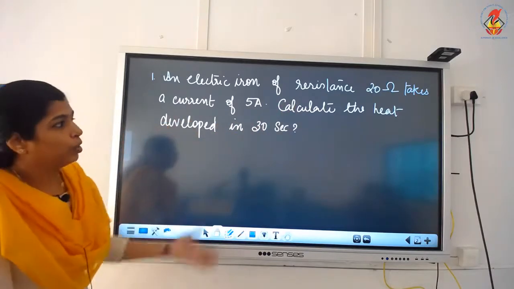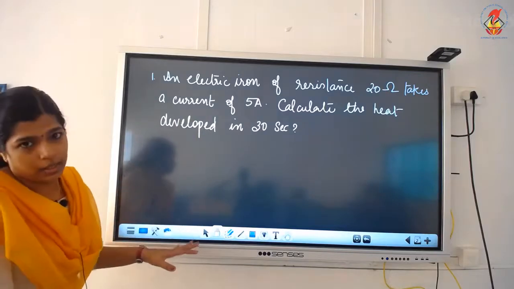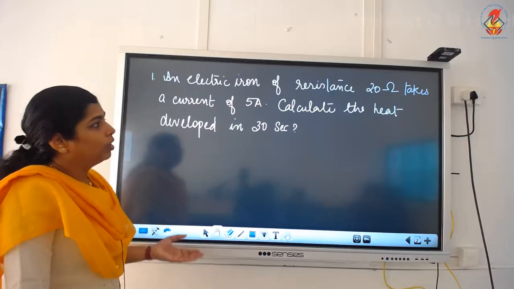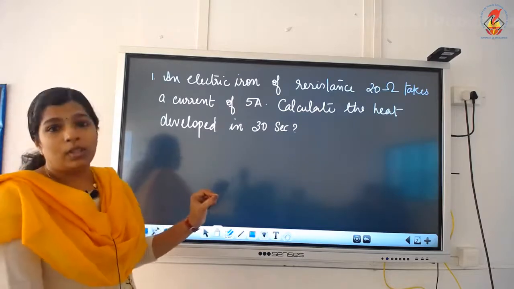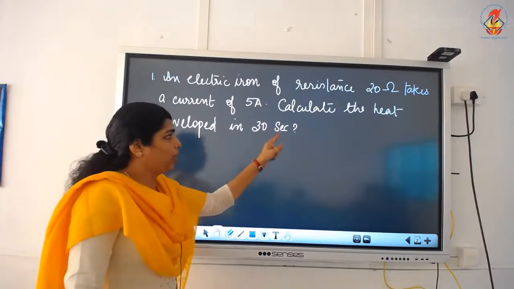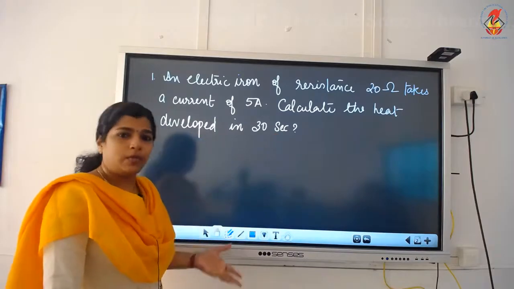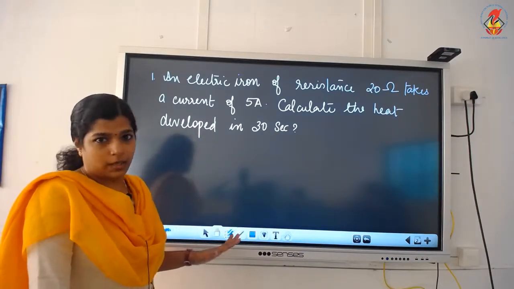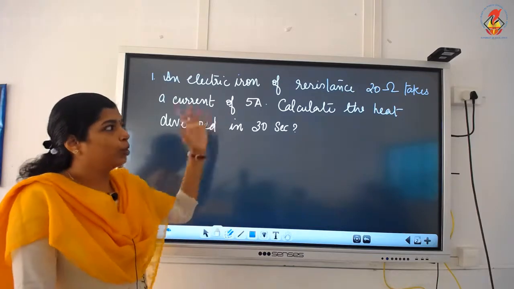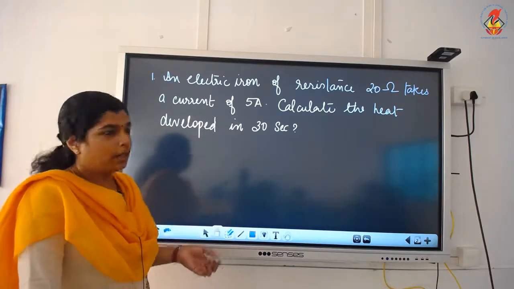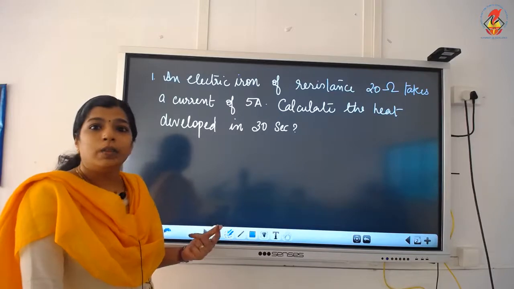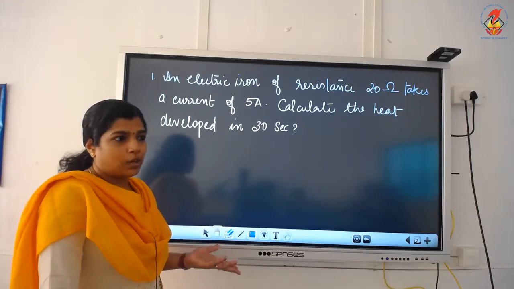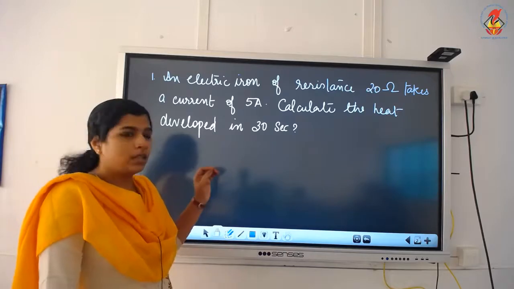So, when you do the problems related to heat energy or heat developed, or heating effects of electric current, the first important thing is that the time should be in seconds. If it is given in hours or minutes, you have to convert it into seconds. Then we will write what all things are given in the question. According to that, we will select which equation we need to use to solve this problem.